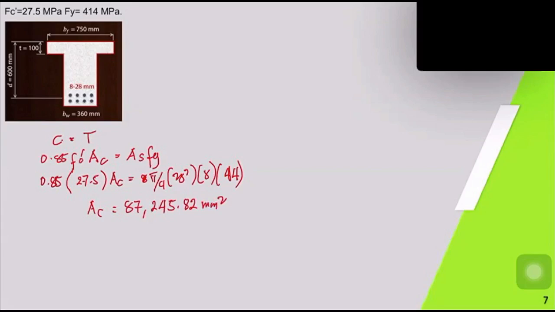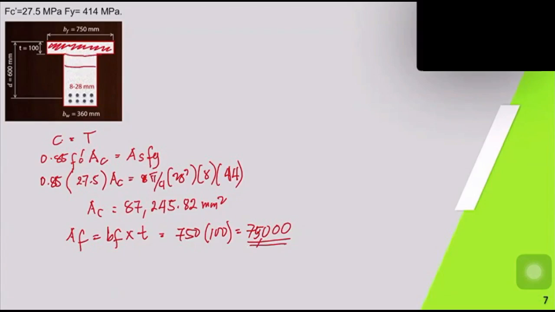And kindly compute for the area of the flange. That is equal to base of the flange multiplied by the height or the thickness. 750 times 100, 75,000. So, ibig sabihin, 75,000 lang yung area nung nasa taas. Pero yung area ng concrete daw is 87,000. So, ibig sabihin, kukuha pa siya dito. Meron pang makukuha dito na part.